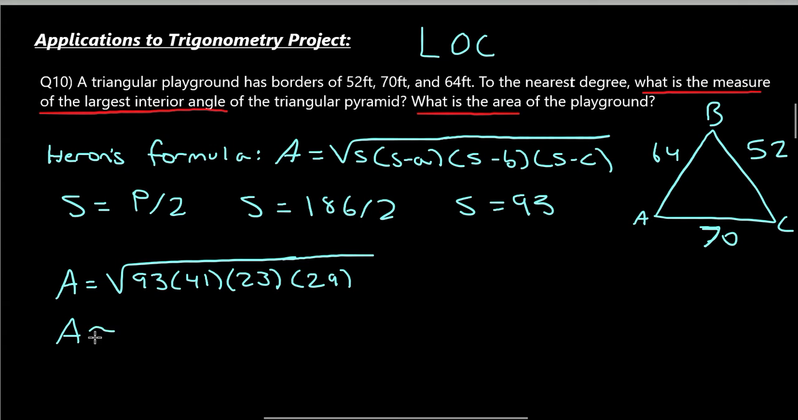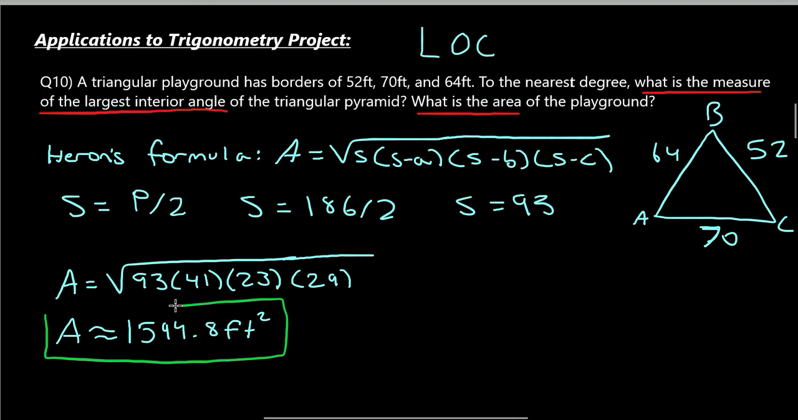A is roughly equal to 1,594.8. And then we have to put our units squared, so it's going to be feet squared. So this is our answer for the second part of this question. So right here, we answered that.